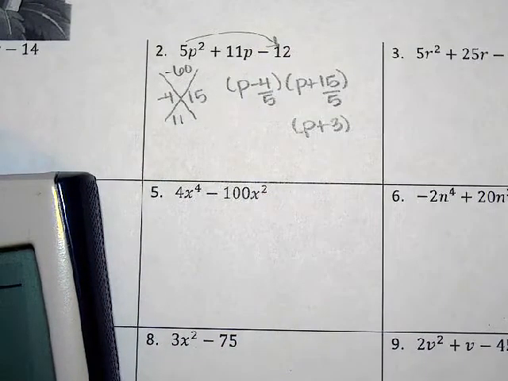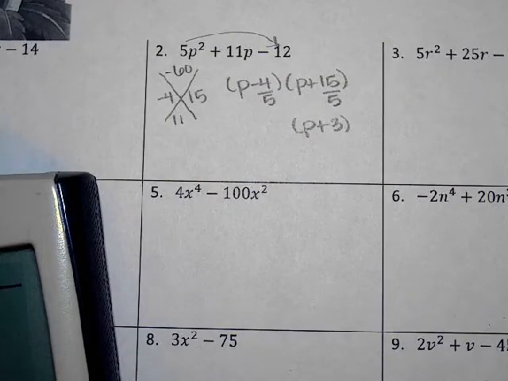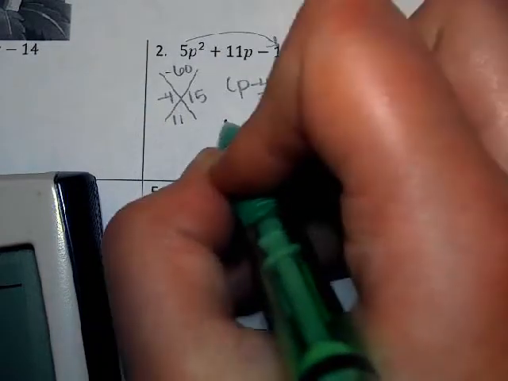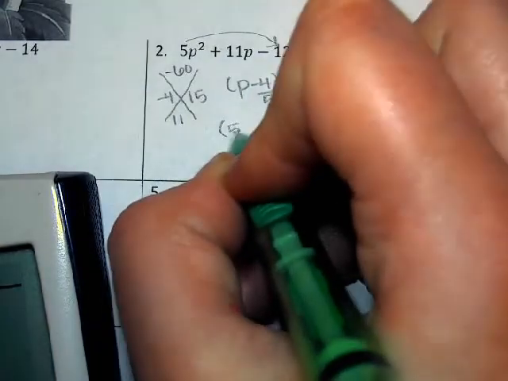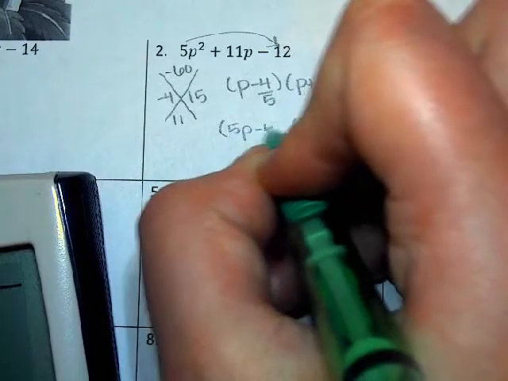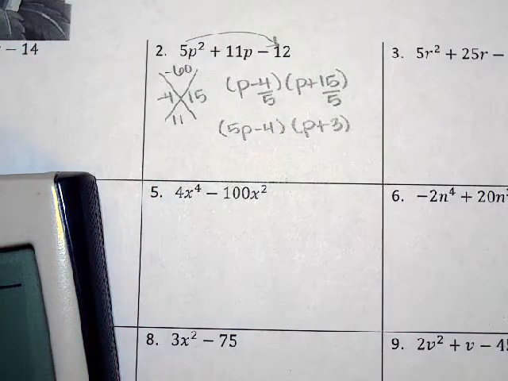And then once the fractions have been reduced, if they are still fractions, what do you do? Yeah. And you bottoms up, 5p minus 4. There's your answer.